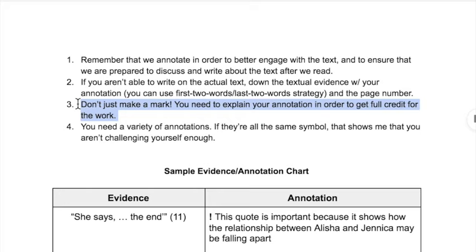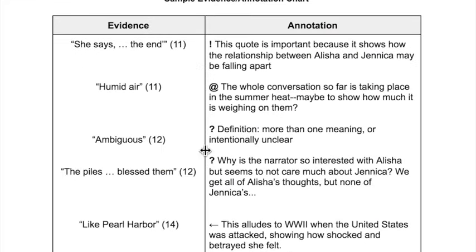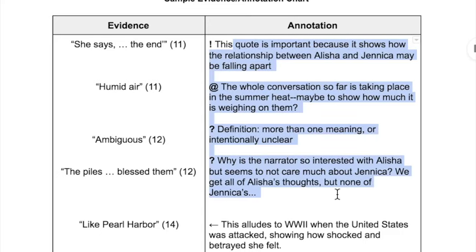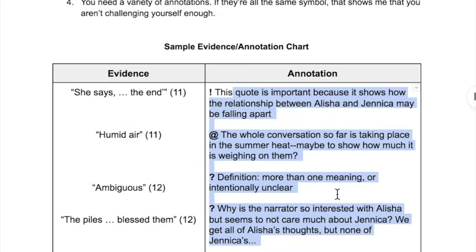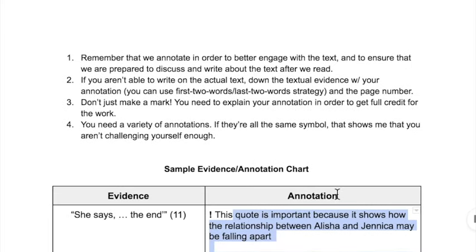Another reminder, don't just put symbols. You have to explain your thinking. If you only have symbols here and you haven't explained off to the right what they mean and what your thinkings are for them, then that does not work.